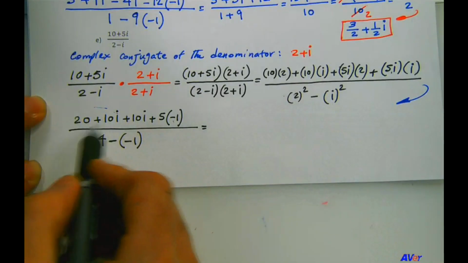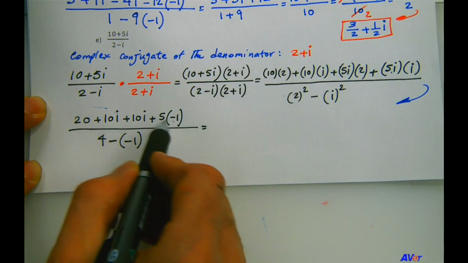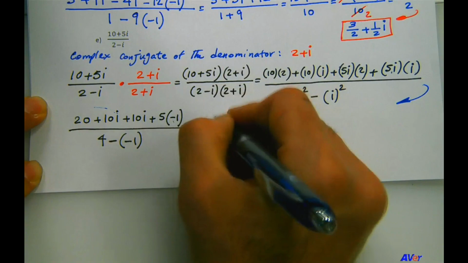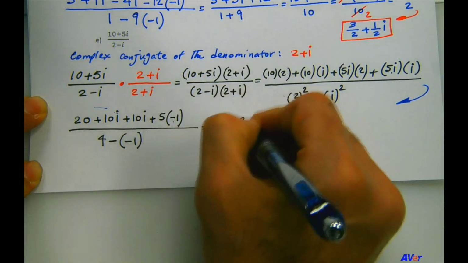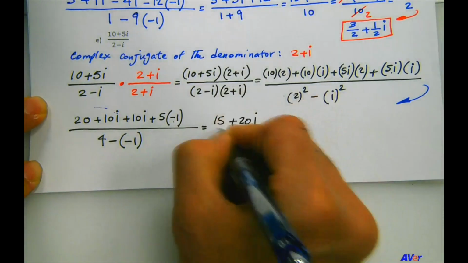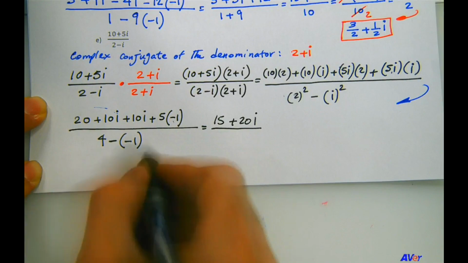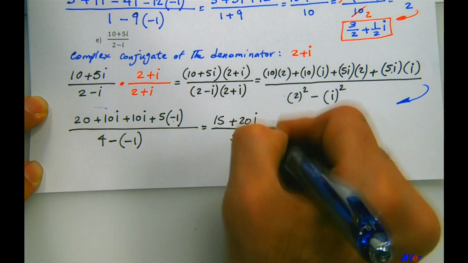Okay? So, let's simplify this a little more. 20, this is minus 5. 5 times minus 1 is minus 5, plus 20, that's 15. 10i plus 10i, that's 20i, divided by 4 minus minus 1, that's 4 plus 1, which is 5. Okay, can we simplify this more?